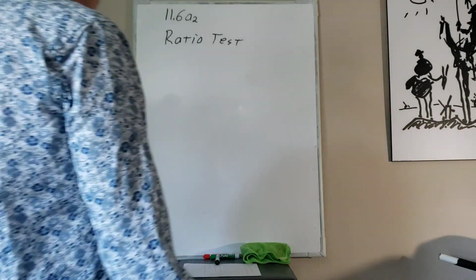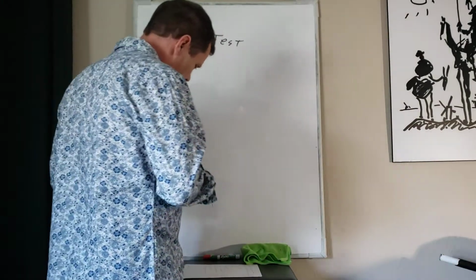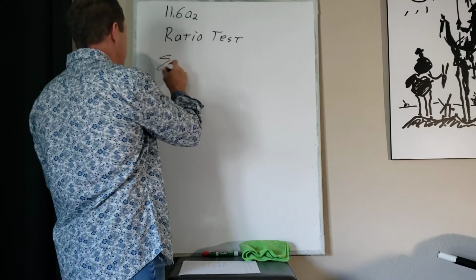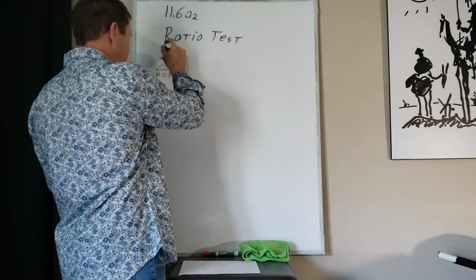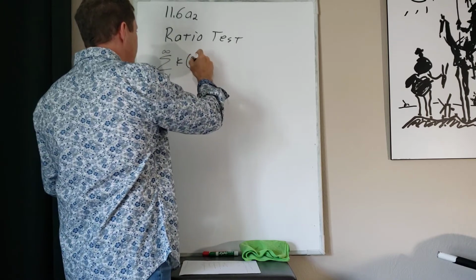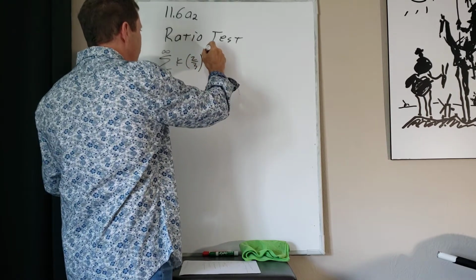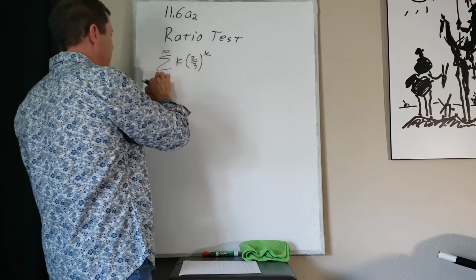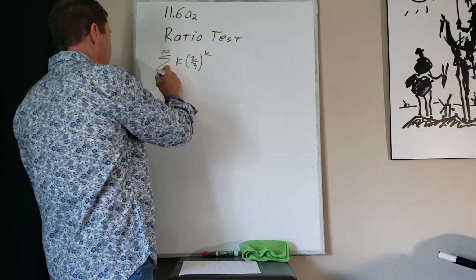Okay, let's do some examples with the ratio test. So pick some out here. Let's look at the summation n equals 1 to infinity of k times 2/3 raised to the k. And that'd have to be a k if I'm doing that.